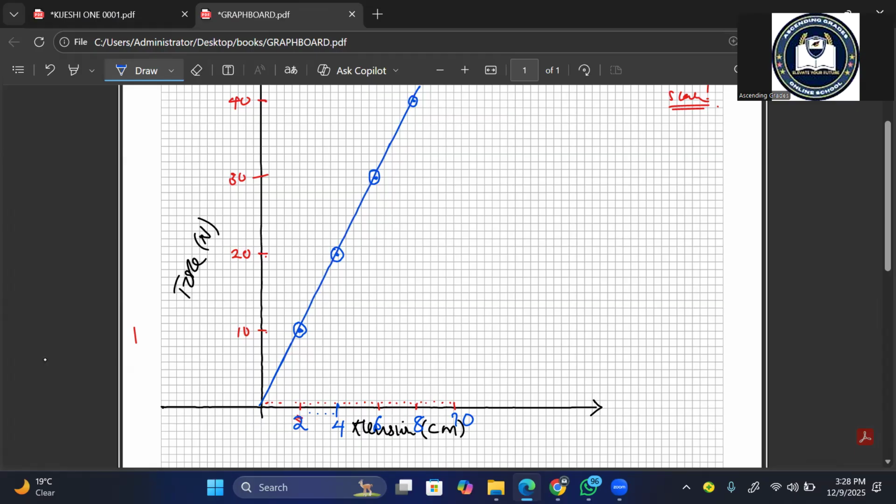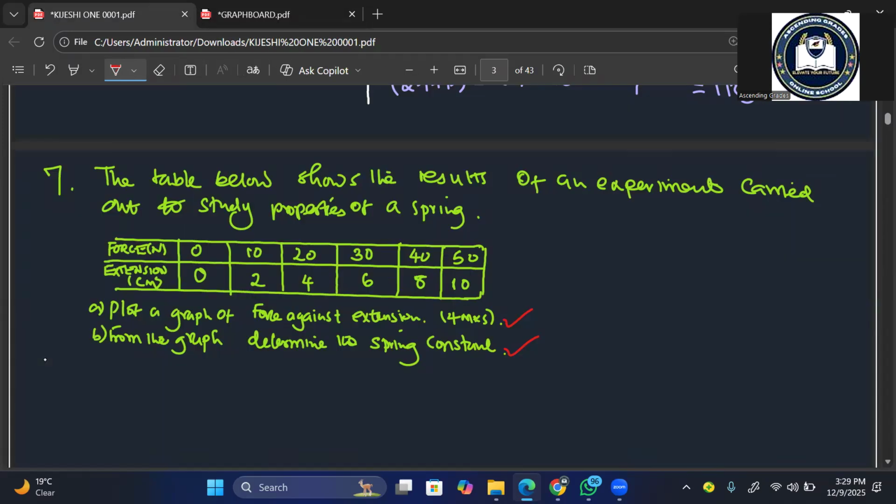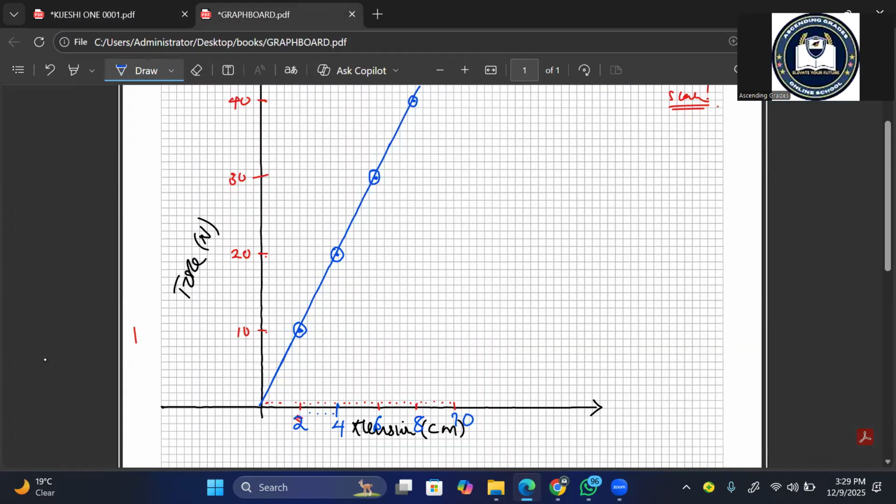Then the question that was there, the first one, you plot. So we can now add the marks. Drawing the axis, you get 1 mark. Finding a suitable scale, you get another 1 mark. Plotting, you get another mark. And then defining that it is a line or a curve and joining it together, you get the other mark. Then you get 4 marks.